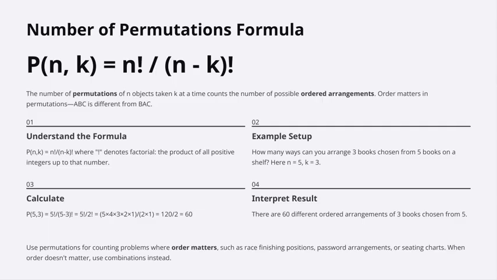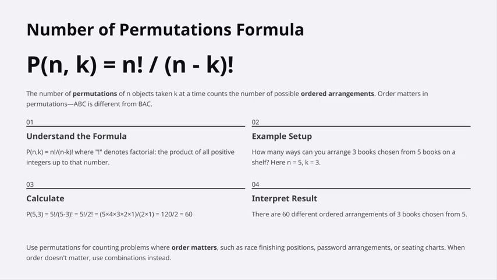Here's a practical example. Suppose you want to find out how many ways you can arrange 3 books on a shelf, chosen from 5 books. So n equals 5 and k equals 3. To solve this, we plug into our formula. P(5,3) equals 5 factorial divided by (5 minus 3) factorial. That's 5 factorial over 2 factorial.